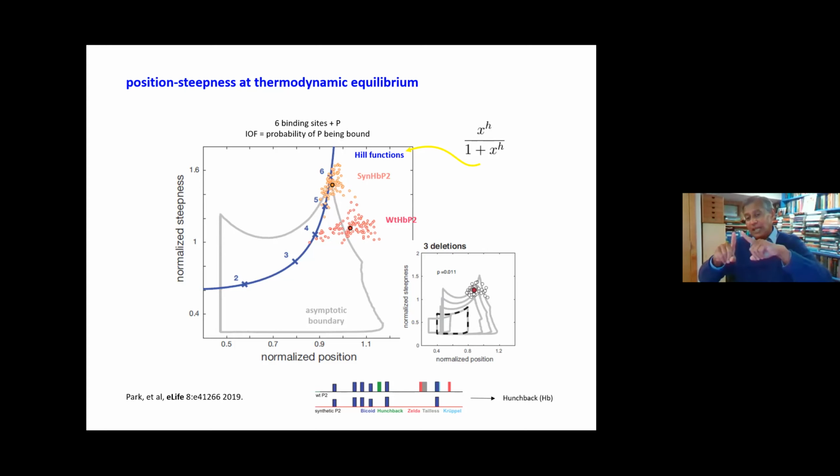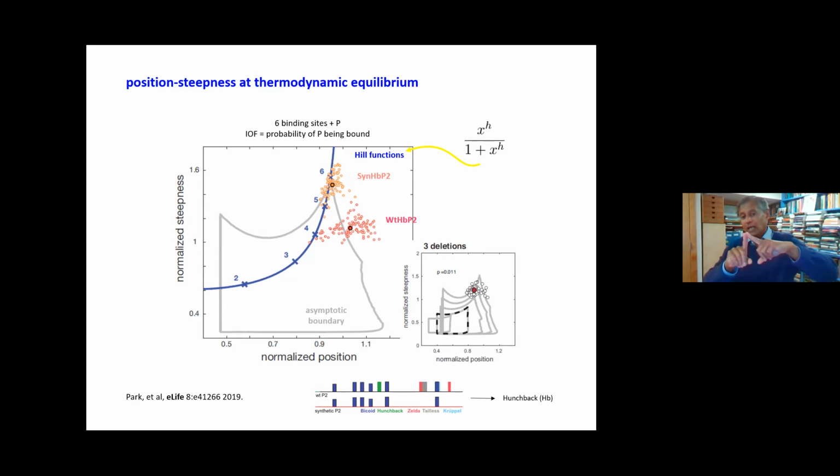And what you see is that the apex of this cusp is very close to the hill point with coefficient 6. And when you increase the parameter range, that tip of that cusp gets closer and closer to hill 6. So what this is saying is that if this graph is at thermodynamic equilibrium, its position and steepness can never exceed that of a hill function with coefficient 6. It's trapped in this cusp.